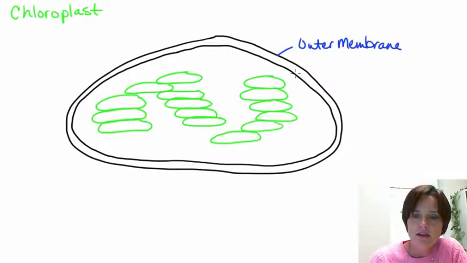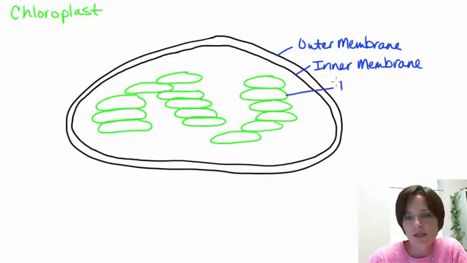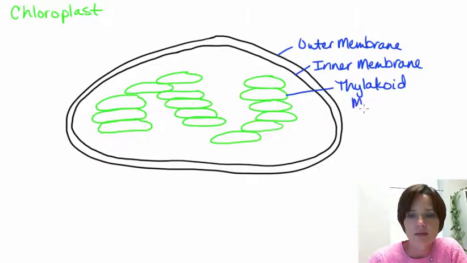Just inside of that, we have the inner membrane. And then we do have a third membrane that's located around the outside of the thylakoids. And since these discs are called thylakoids, we refer to this as the thylakoid membrane.